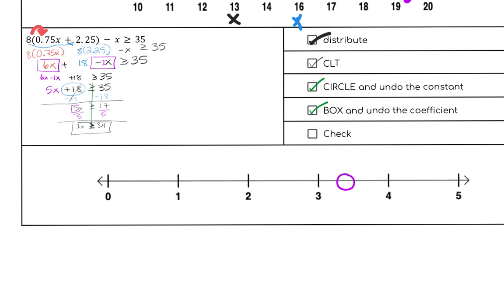Okay. It has an equal to sign. This equal to sign lets me know that it can be exactly 3.4. So I can color in the circle. Then I'm also going to shade in anything that is greater than 3.4. We're just going to be all the numbers to the right.